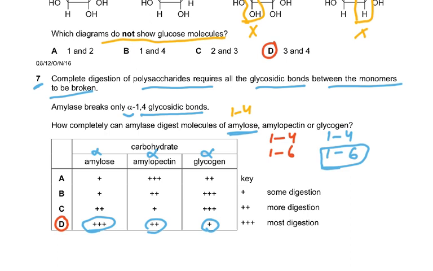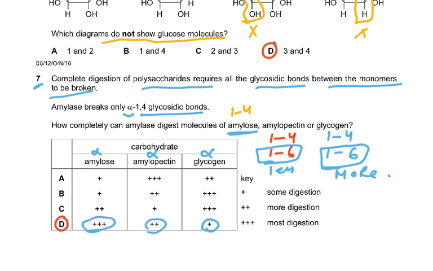Only the 1,4 will be broken. This has more 1,6, but this has less 1,6. So less 1,6 and more 1,6. So that is why the answer is D. Please understand this question. It's not very easy. You cannot be just doing guesswork here. You have to know it.